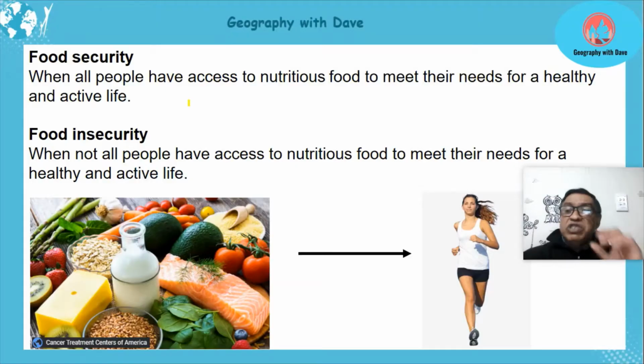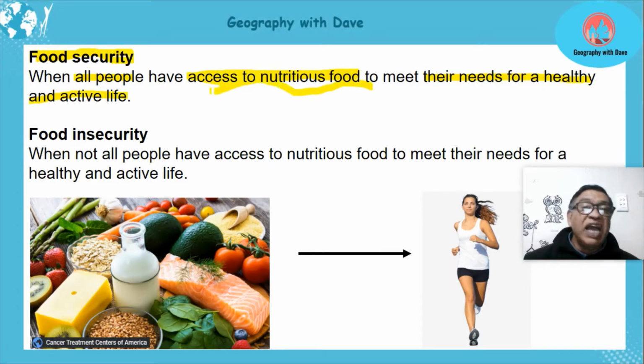Okay, right. Food security. And I want to emphasize this to a great extent. Food security is not putting the food in your parents' safe or keeping a security guard in your kitchen guarding the food. I'm just kidding. Food security is a very important concept in terms of the well-being of people. And we can define it as when all people have access to nutritious food to meet their needs for a healthy and active lifestyle. Remember, it's not when all people have food. That's too vague.